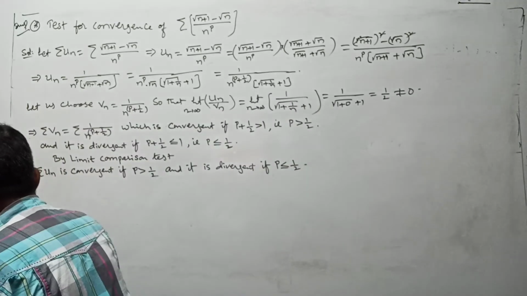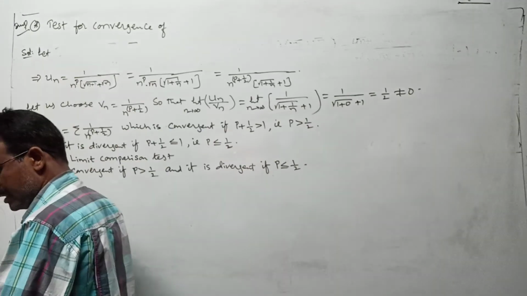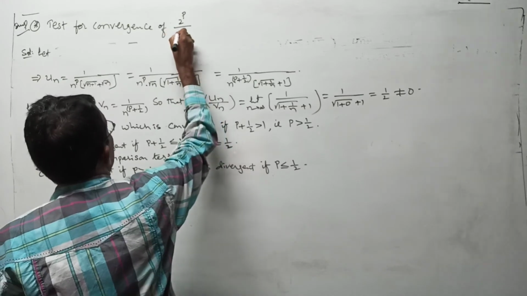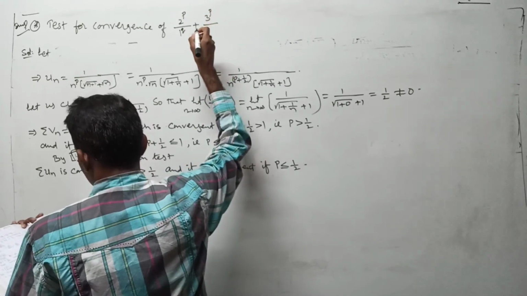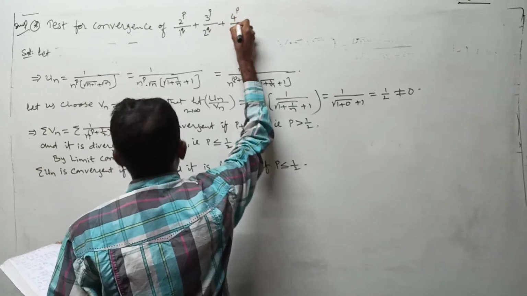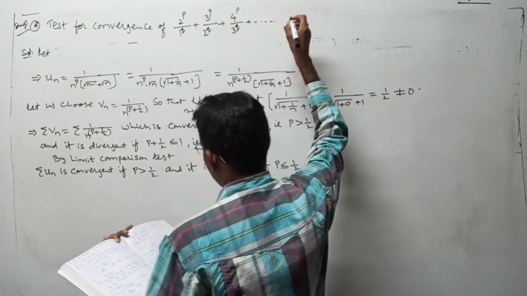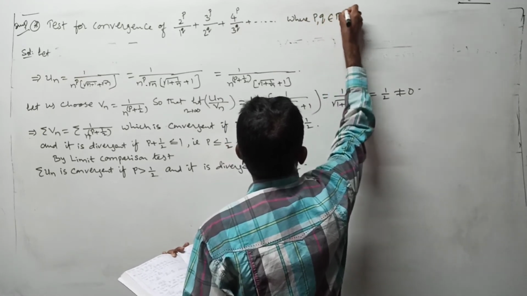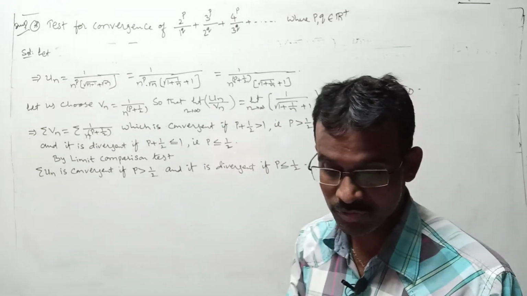Yes, let us go for another question. Test for convergence of 2 power p by 1 power q plus 3 power p by 2 power q plus 4 power p by 3 power q plus so on, where p and q are positive real numbers, p, q belongs to R plus. R plus means what, those are positive real numbers, right? This is about your new question.